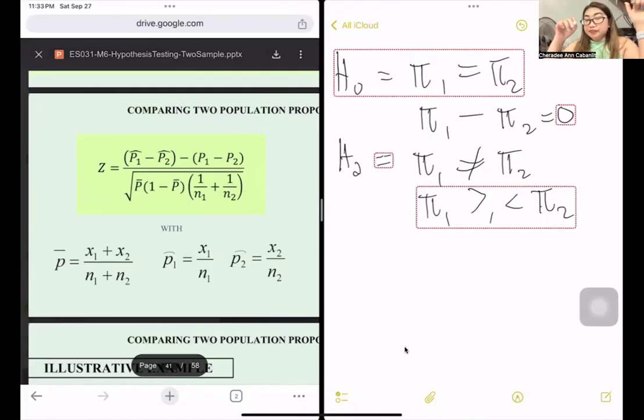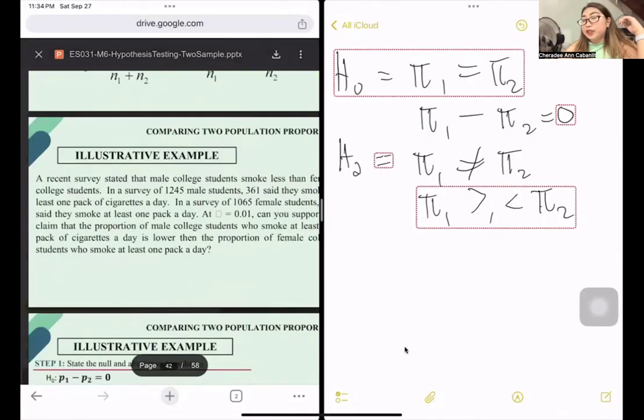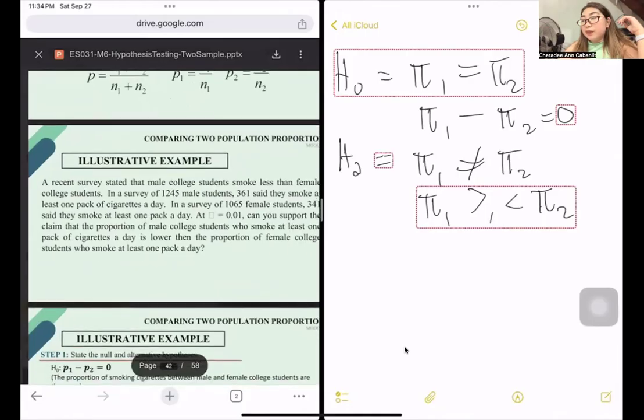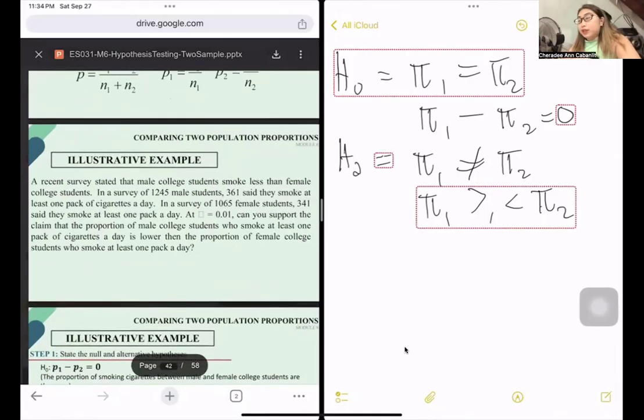And p-hat1 is given as x1 over n1, and p-hat2 is x2 over n2. Okay, so here is a similar example. I will leave the identification of p-bar and p-hat to you.